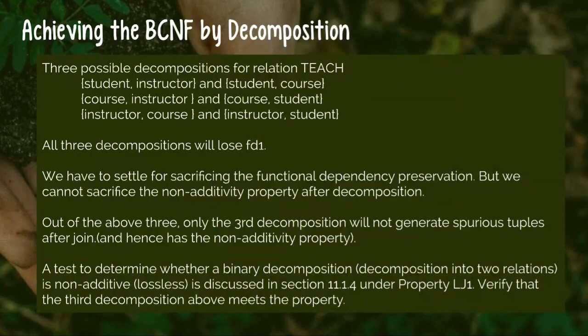In achieving the decomposition of the relation, we can have this sort of decomposition, right? Student and instructor, and student and course. Or course and instructor, and course and student. Or instructor and course, and instructor and student. But all of them will lose the functional dependency one, because it says all of them should depend on the primary key, right? So we have to settle by sacrificing that.